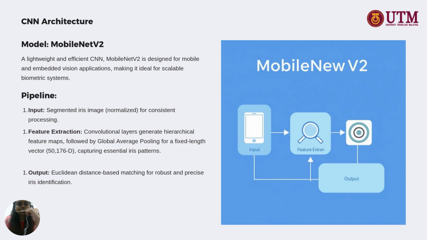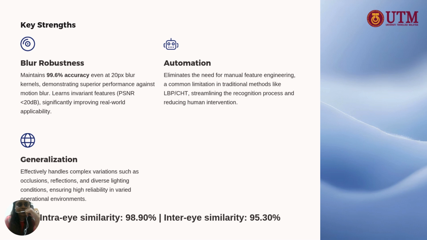MobileNet is designed for mobile and embedded vision applications, making it ideal for scalable biometric systems. The key strengths are blur robustness, automation, and generalization. It also has the inner eye accuracy of 98.90% and 95.30%.